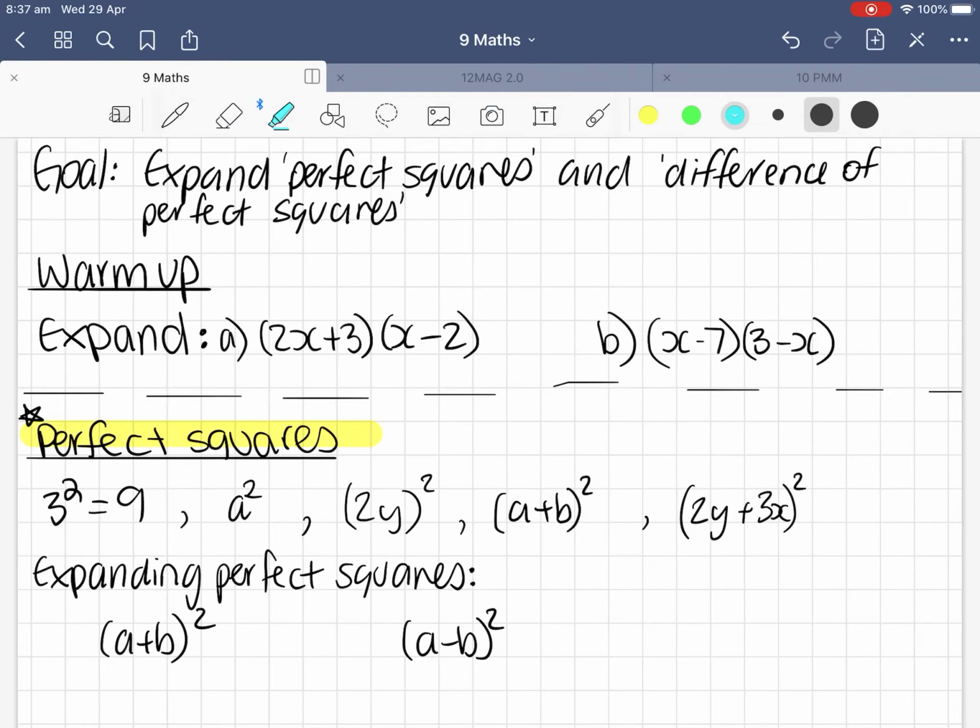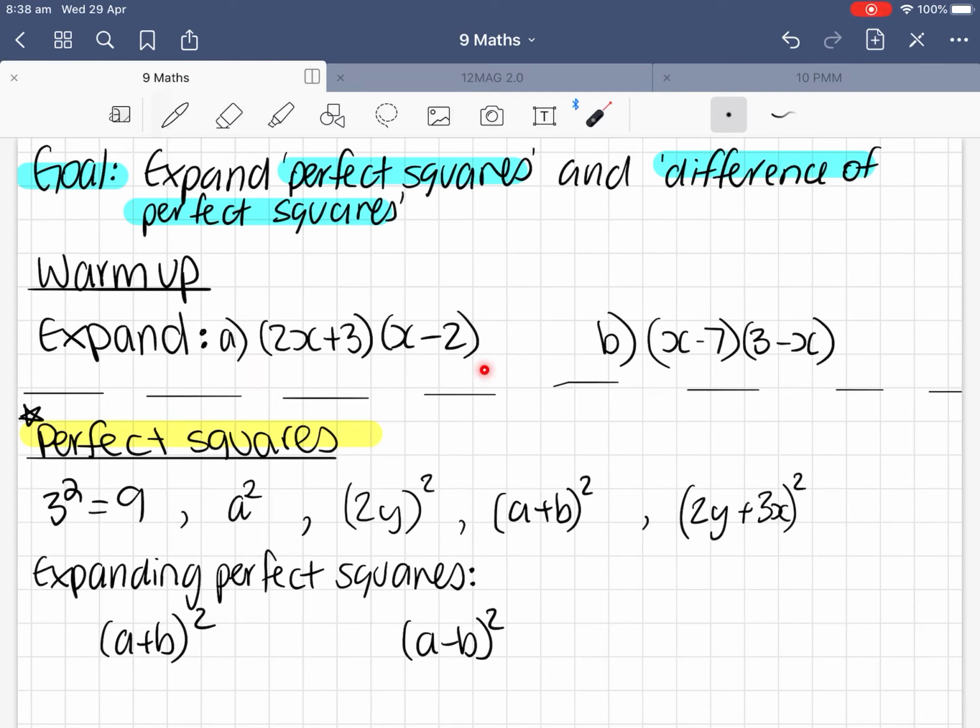Hey guys, welcome to our second lesson of week 3, where last lesson we looked at binomial products, and we're going to continue that today, but with a very specific goal of expanding perfect squares and difference of perfect squares. So we're going to learn what those are today.